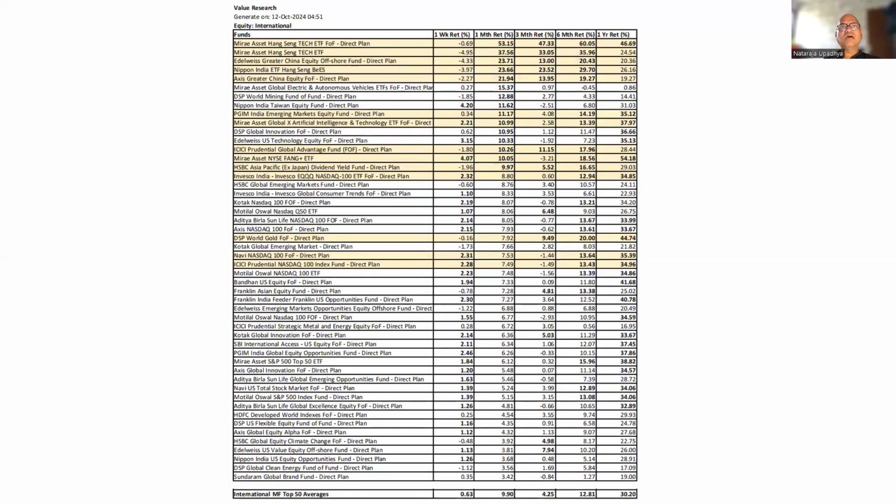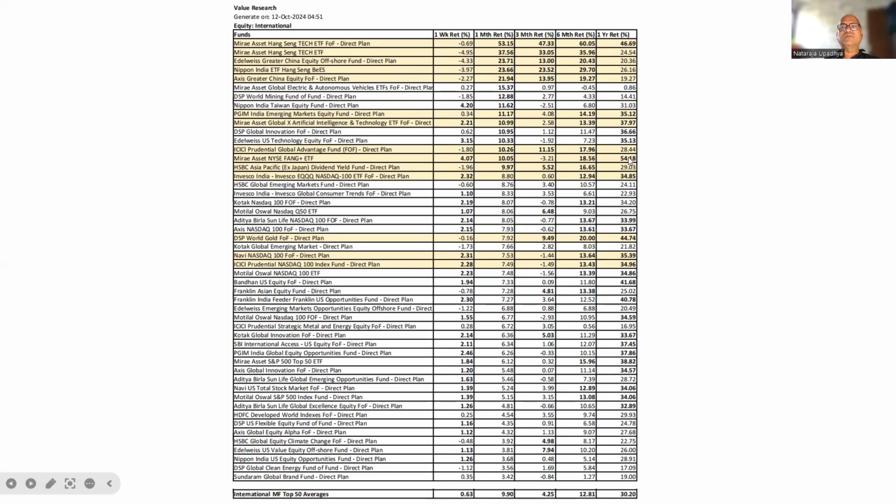Okay, now we are talking about international funds. They had a great run 15 days back or so. There are more than 50 funds, so only top 50 averages. 0.63 for the week, not impressive. 9.90 for the month, very impressive. 30.20 for the annual, not at all impressive. None making it green on a weekly basis, and none are above 60%.